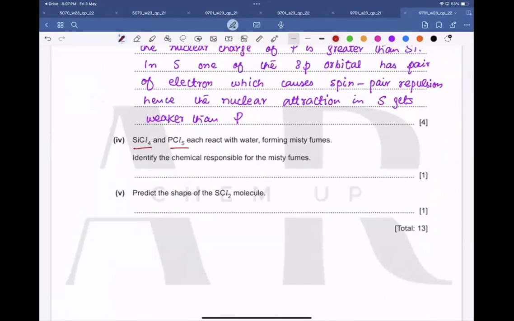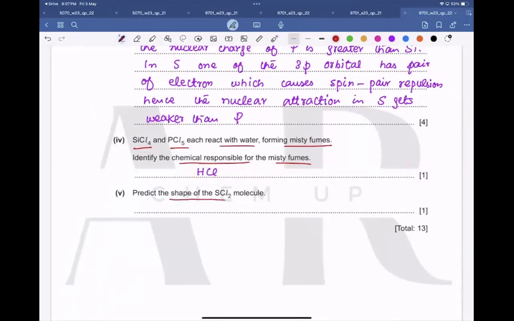SiCl4 and PCl5 each react with water forming misty fumes. Identify the chemical responsible for the misty fumes. So the misty fumes always are hydrogen chloride because they have chloride in them. So hydrogen chloride is the one which forms misty fumes. For example, if instead of chloride here, you got a bromide, right? And then they ask you for the misty fumes, then in this case it must be HBr.